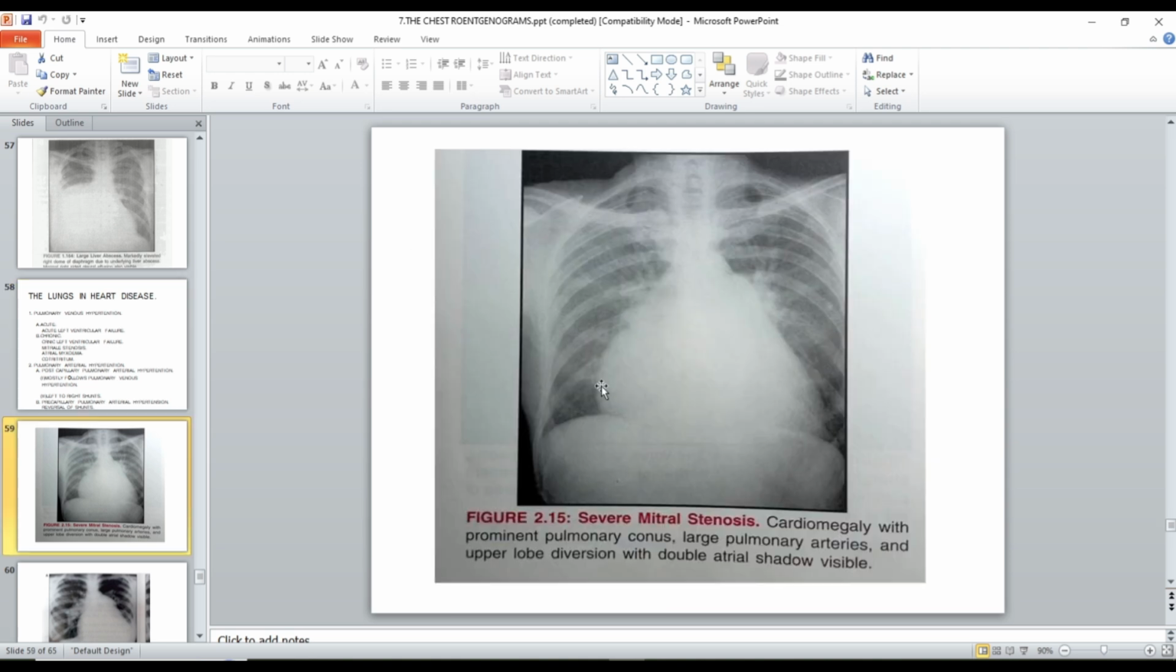This is mitral stenosis, a typical case of mitral stenosis and pulmonary venous hypertension. The pulmonary veins are going towards the apex. This is pulmonary venous hypertension. This is the pulmonary conus, prominent pulmonary artery, and this is the left ventricle. This is the left atrium, and then the right ventricle. The double bordering is because of enlargement of the left atrium, and then is the left ventricle.